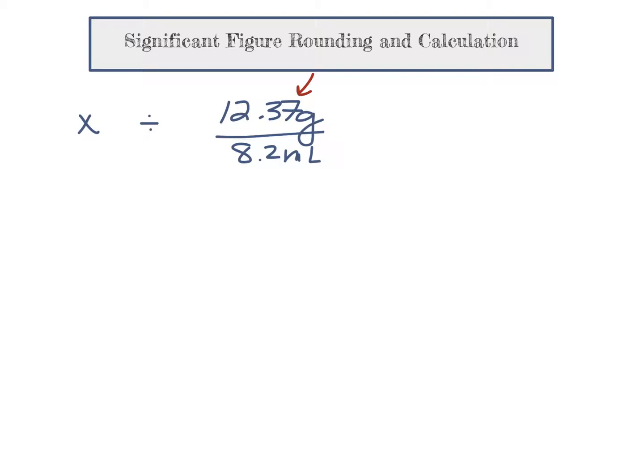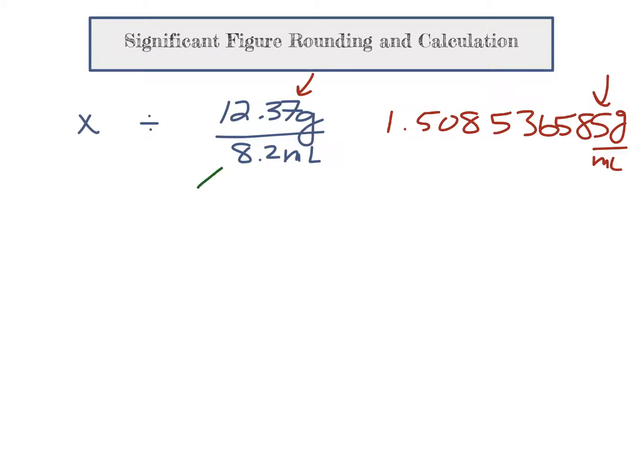Okay, so we have our values that we got in lab. When you punch these numbers into a calculator, you end up getting some absurd number, like 1.508536585 grams per milliliter. Well, no one in their right mind would believe that you would have this much accuracy in a high school chemistry lab, or a college chemistry lab even. So we have to round.